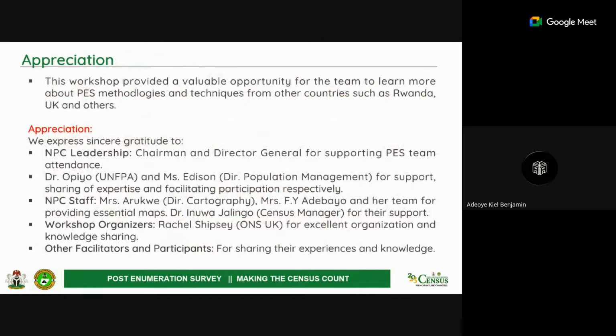Appreciation. This workshop provided a valuable opportunity for the team to learn more about PS technologies and techniques of other countries such as Rwanda, UK, and others. We'd like to express our appreciation to the NPC leadership, chairman and director general, for supporting the team to attend. Our able CTA, Dr. Collins, and Ms. Meg Edison, Director of Population Management, for support, sharing of expertise, and facilitating participation respectively.